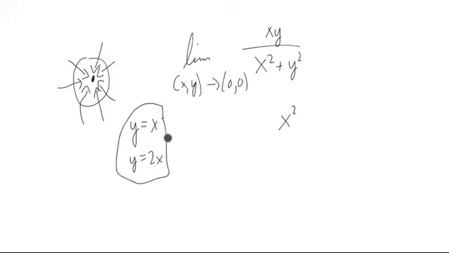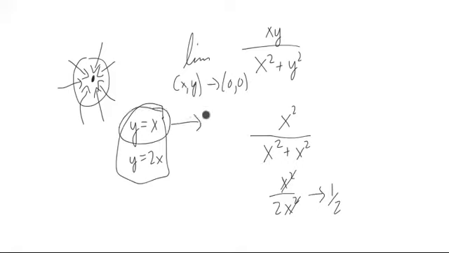So we replace y with x, and we get x squared all over x squared plus x squared, which is x squared over 2x squared, and it looks like it limits to a half. So it looks like when we choose y equals x, the limit is a half. That's what we're getting close to if we stay on that line.